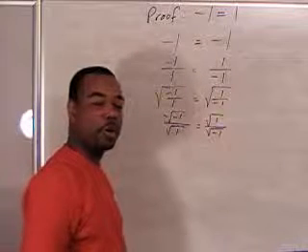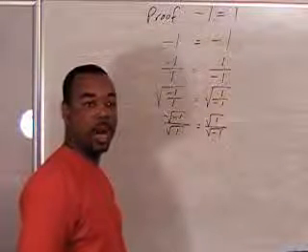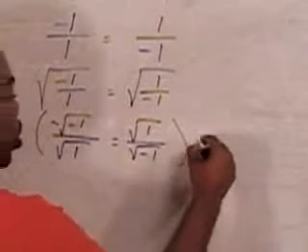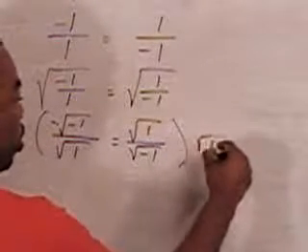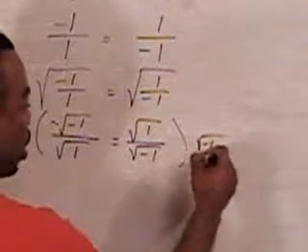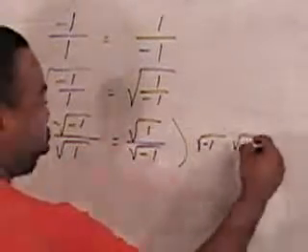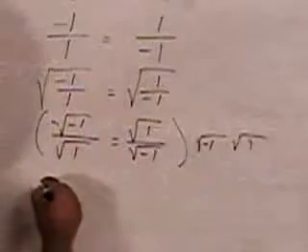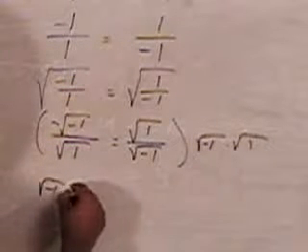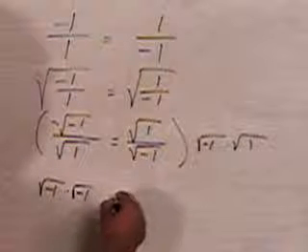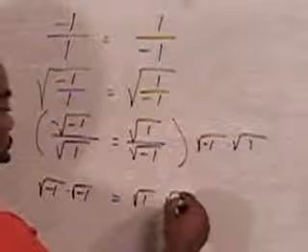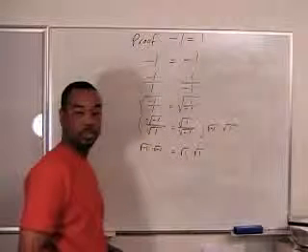From here, I'm going to multiply both sides by the LCD, or the least common denominator, which would be negative 1 times square root of 1. Okay? And what we'll have is the square root of negative 1 times the square root of negative 1. And that's going to equal square root of 1 times square root of 1.